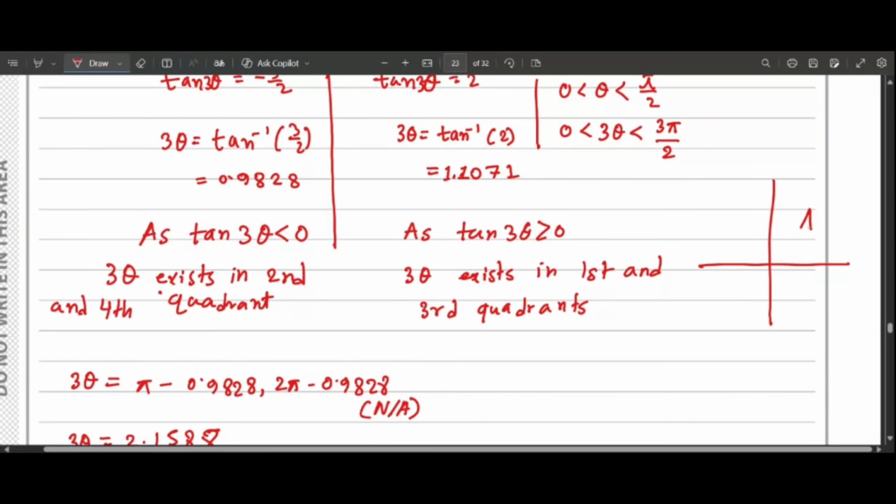In the first quadrant, every single function will give a positive value. In the second quadrant, only sine will give a positive value. In the third one, only tan. In the fourth one, only cos will give a positive value. That's why on the left side, when tan 3 theta was less than 0, the only place 3 theta could exist was the second quadrant. Now, as tan 3 theta is greater than 0, the places where 3 theta exists are the first quadrant and the third quadrant.